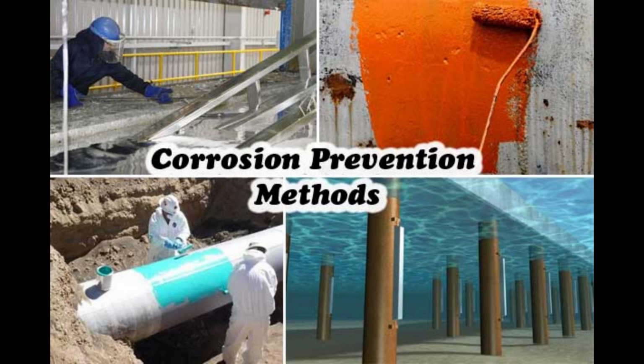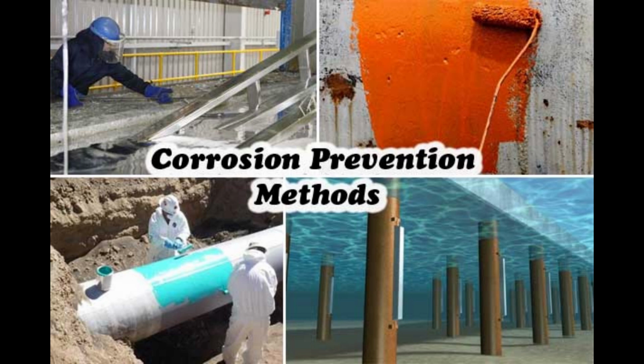Apply a rust resistant coating. This can be a paint, powder coating, oil, or wax. The key is to make sure the metal is completely covered so that oxygen and moisture can't reach it. Store metal in a cool, dry place. Store metal in a climate controlled environment to prevent rust from forming.